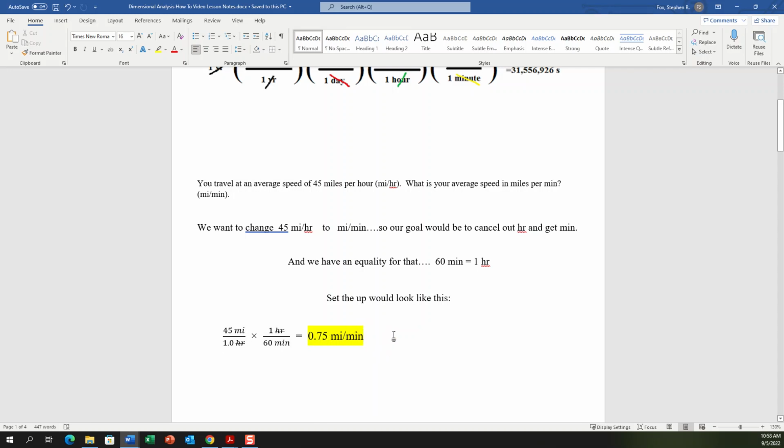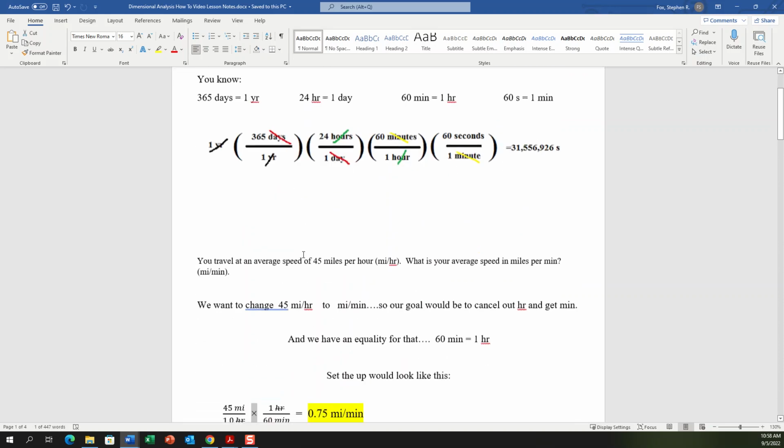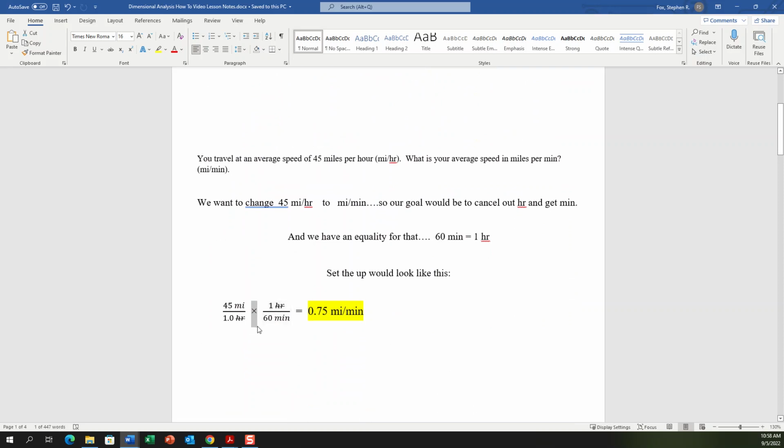Okay, so all we did there was take 45 miles per hour and figure out that that's equal to 0.75 miles per minute. Okay. And this would be our dimensional analysis setup. That's all. Okay. Now, again, you don't need the multiplication sign there. You could set it up like that with parentheses. You could set it up in a T-chart like I've shown you in class. That's not a big deal. Okay. I just want you to see how the units are canceling out.